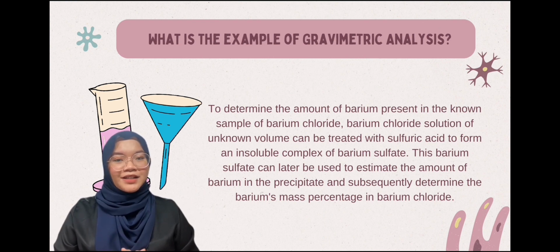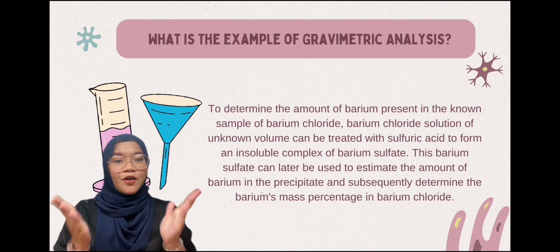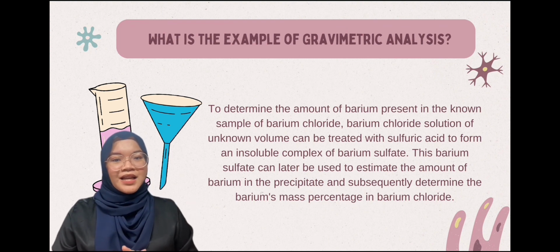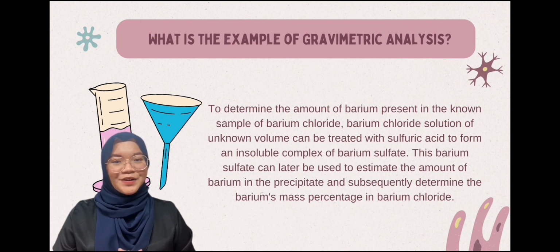So, what is an example of gravimetric analysis? One of the examples is to determine the amount of barium present in a known sample of barium chloride. Barium chloride solution of unknown volume can be treated with sulfuric acid to form an insoluble complex of barium sulfate. This barium sulfate can later be used to estimate the amount of barium in the precipitate and subsequently determine barium's mass percentage in barium chloride.